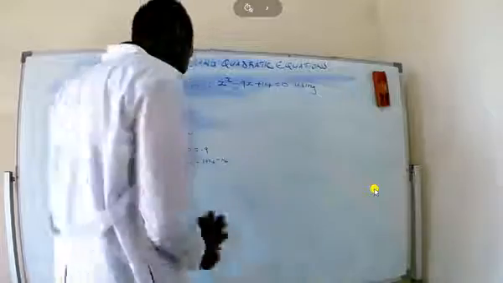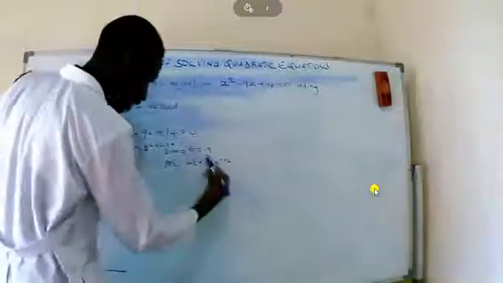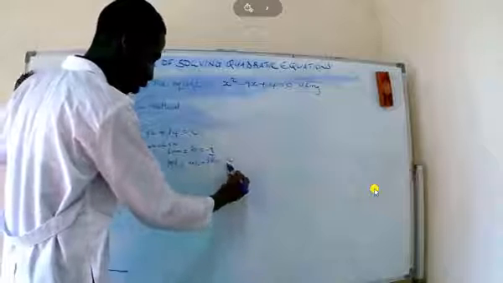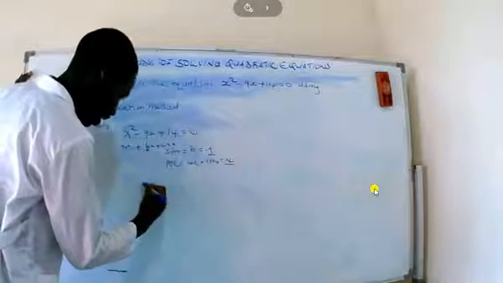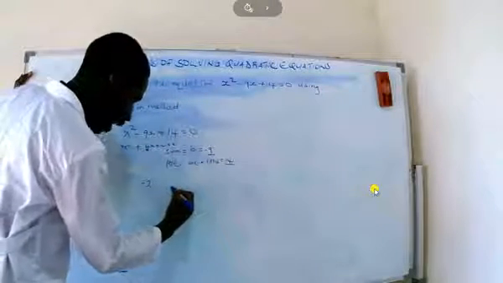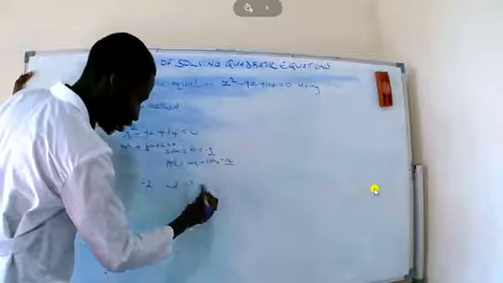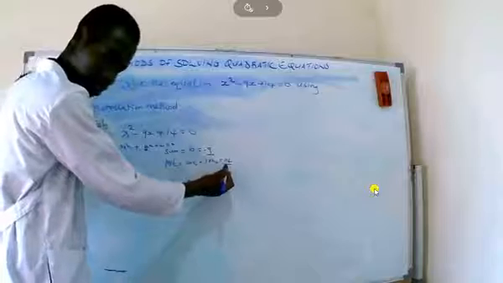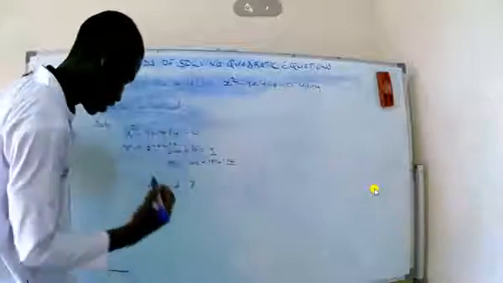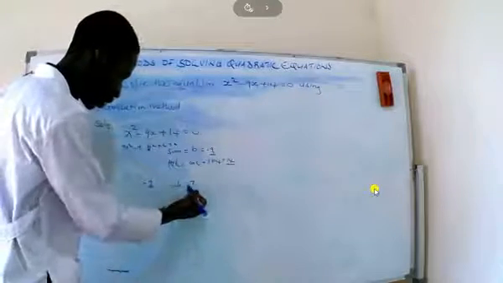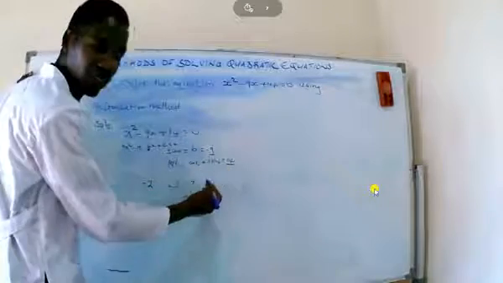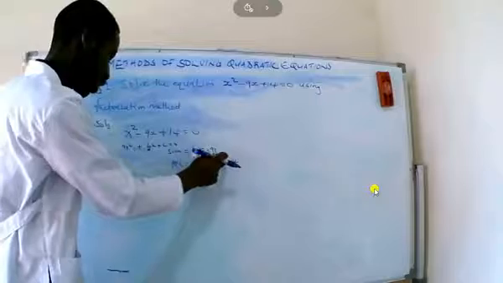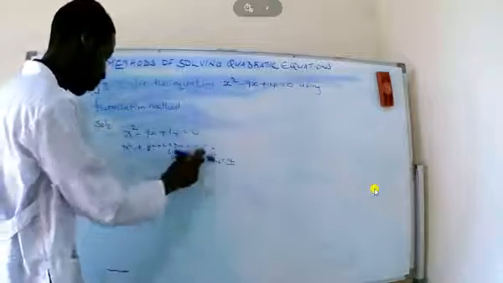When you look at that, the two numbers, when you add them, you get negative 9, and when you multiply them, you get 14. It is negative 2 and negative 7. Let's check. Negative 2 times negative 7, you get 14. Is that right? Good. Then negative 2 plus negative 7 gives negative 9. Exactly. So these are the two numbers.